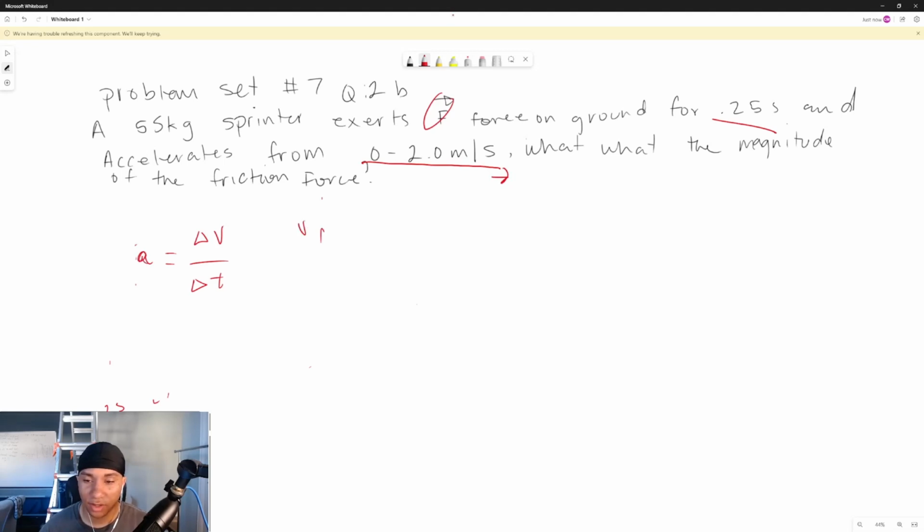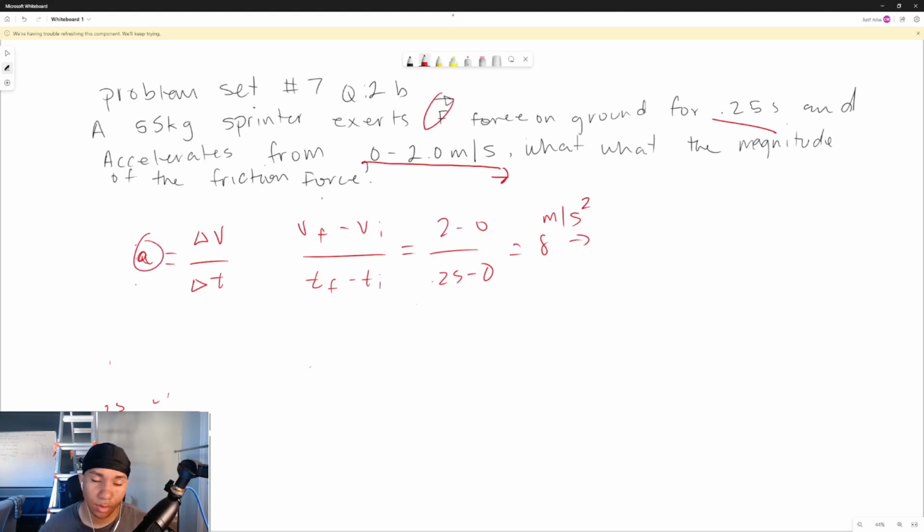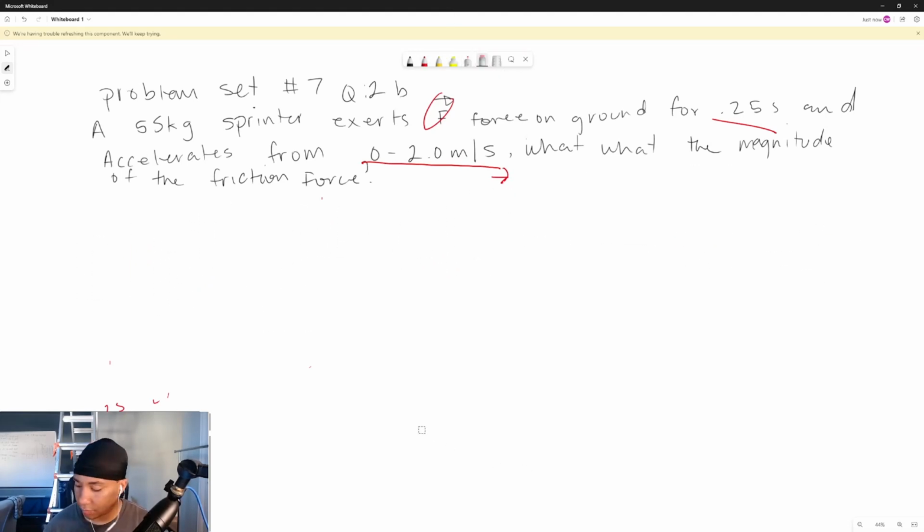Delta v is defined as vf minus vi, over tf minus ti, and this is equal to 2 minus 0 over 0.25 minus 0, which is equal to 8 meters per second squared, because that's acceleration. Then you multiply this by mass, which is 55 kilograms, and you get 440. The force of the foot is equal to 440 newtons. And then you guys can just use the same process to prove why the force of the foot is equal to the force due to static friction.